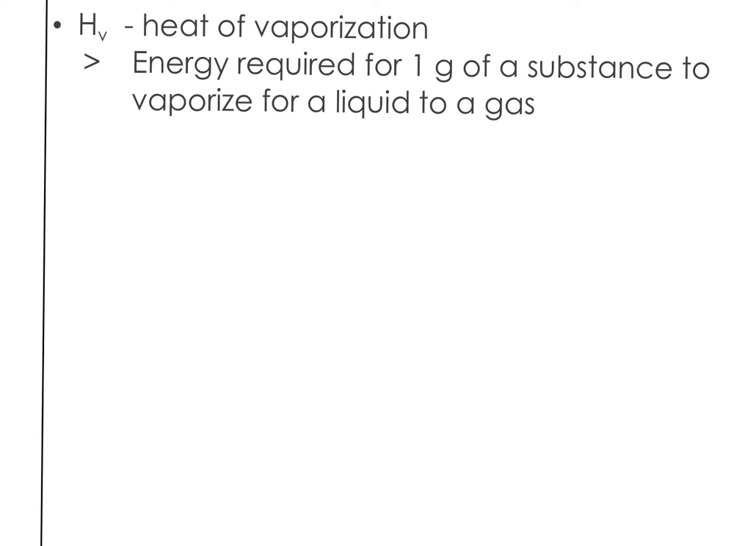We also have another formula, very similar to that one. Q equals mHV. Your Q is the same, it's your heat in joules. M is your mass. This time, HV is heat of vaporization. This is the energy required for 1 gram of a substance to vaporize, meaning to go from a liquid to a gas, or it could go from a gas to a liquid.